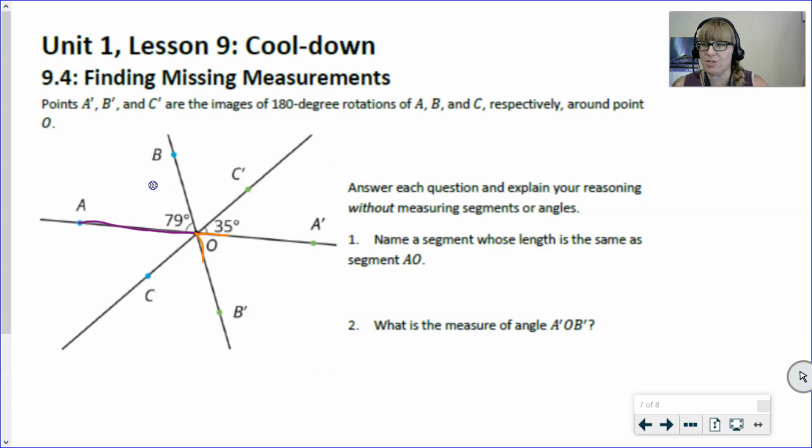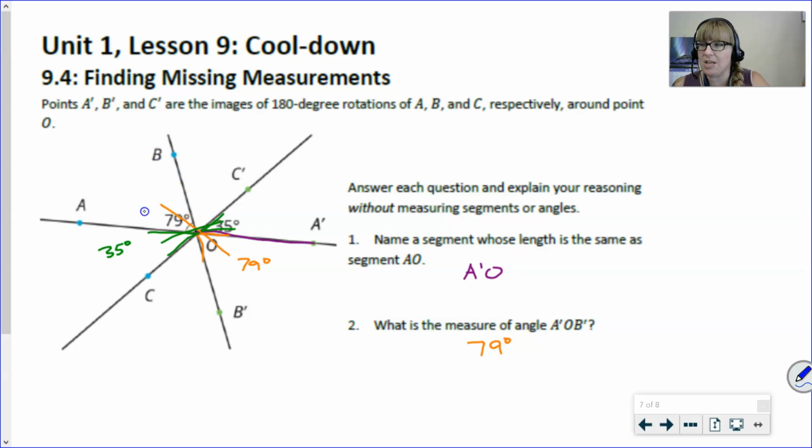To answer the first question, we can see that AO is this length, and since it was rotated 180 degrees, we can also see that A prime O is that same length. Whatever it is, it's the same length. And what is the measure of angle A prime O B? Well, we can see here that we've got vertical angles, so we can recognize that that is 79 degrees. It doesn't ask, but we could also do the same and understand that this angle is 35 degrees, so the vertical angle associated with that would also be 35 degrees.